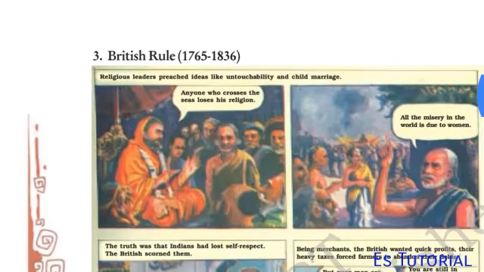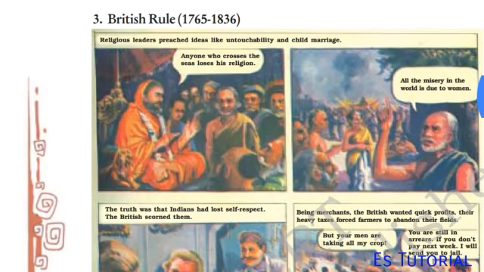Then British rule, 1765 to 1836. Religious leaders preached ideas like untouchability and child marriage. It means that they preached some ideas like untouchability and child marriage. If anyone loses his religion, all the misery in the world is due to women. And somebody said that this misery is because of the woman.